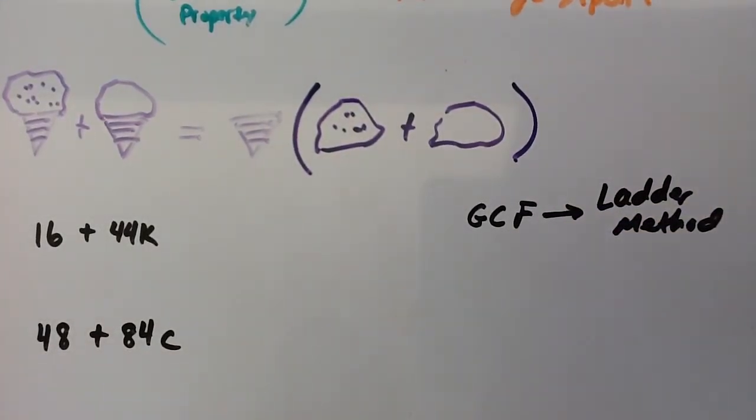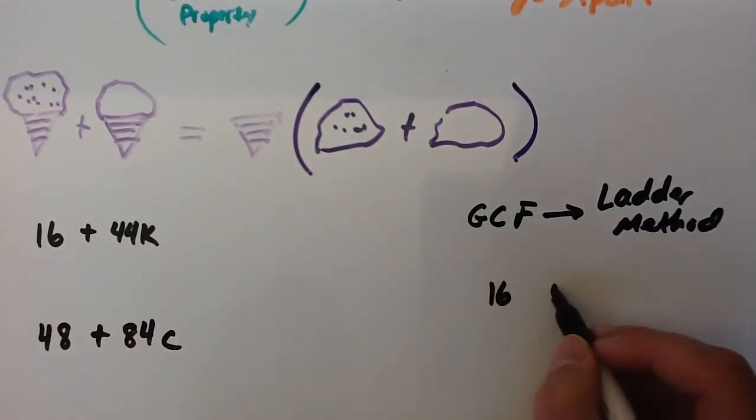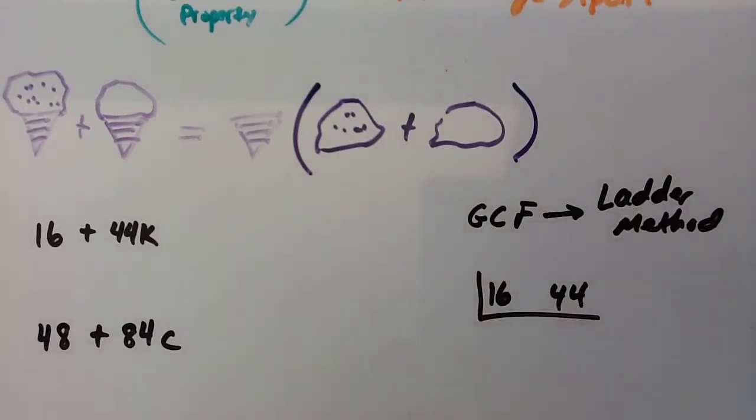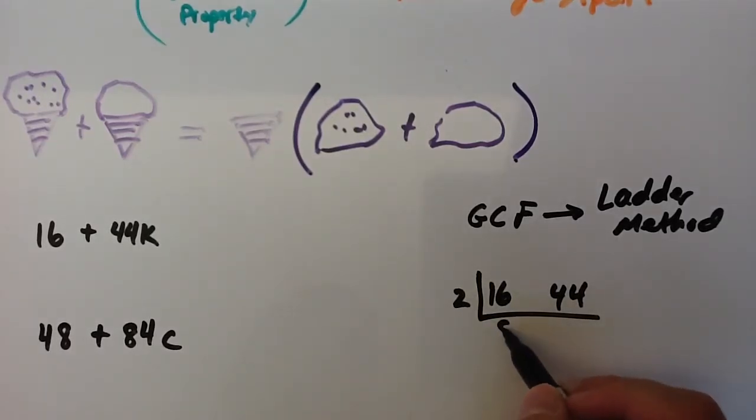And to use the ladder method, I would write those numbers side by side. So 16 and 44, and draw an L for ladder. I'm going to pull out a common factor. They're both even, so I know they have a factor of 2. 2 times what is 16? Well, that would be 8.